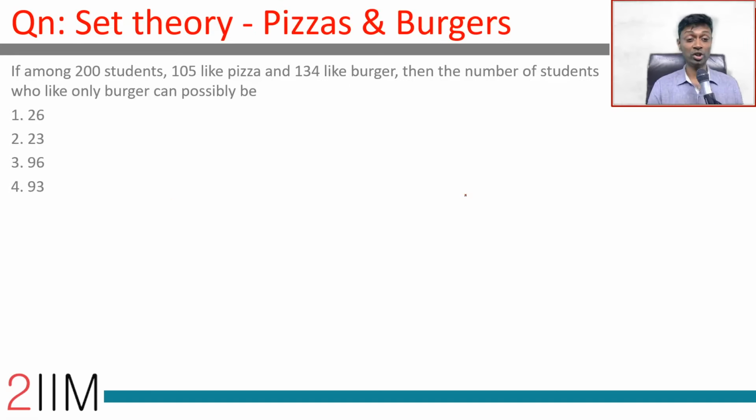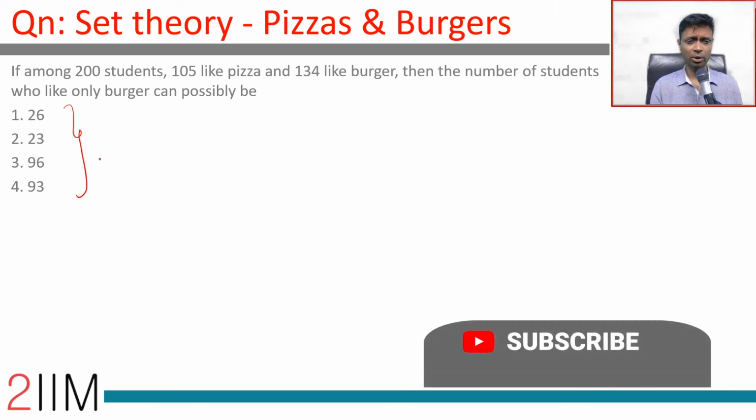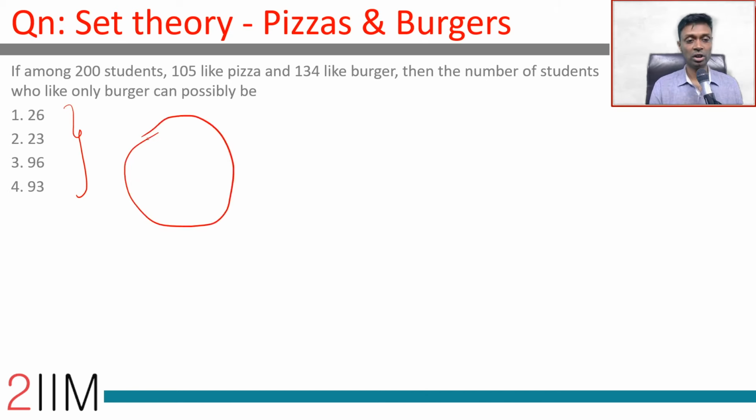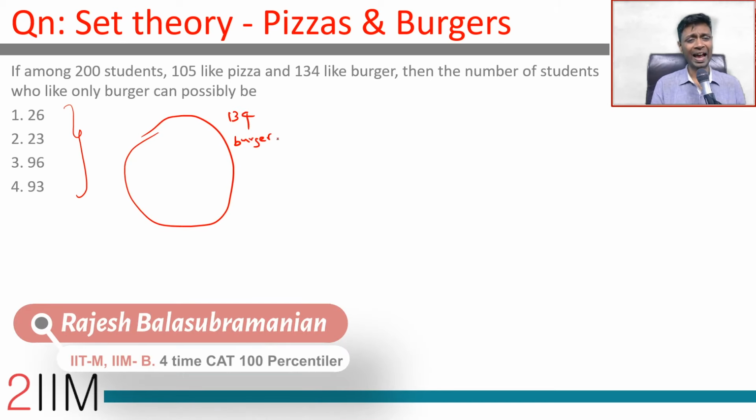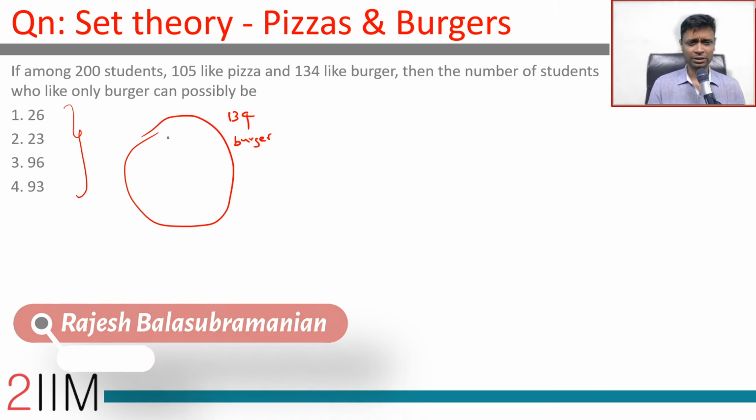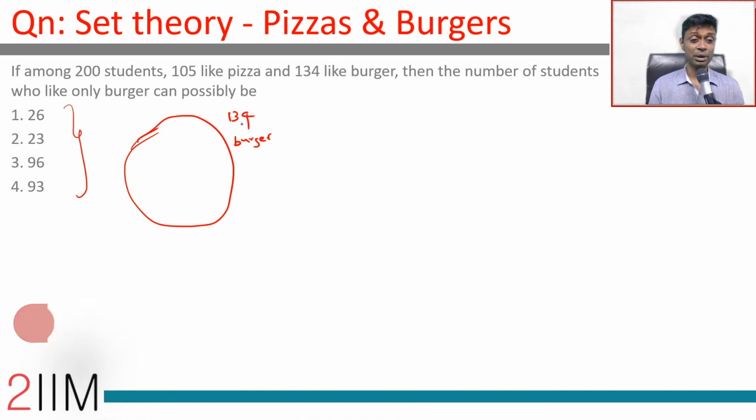If among 200 students, 105 like pizza and 135 like burger, then the number of students who like only burger can possibly be... So we need to find the minimum number of people who can like only burger. 134 people like burger. I want to find the minimum and maximum of those who can like only burger. So if you want to go for the minimum, then as many of these 134 as possible should like pizza also. In other words, we should have pizza sitting inside here.